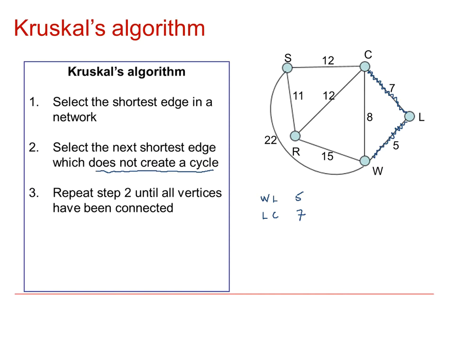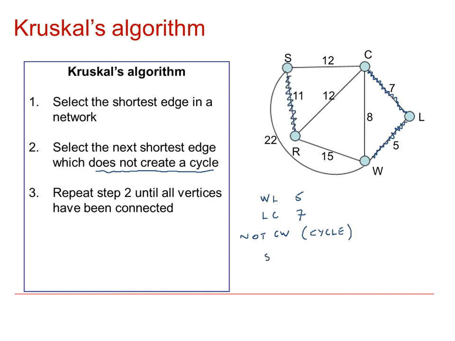So we now look at the next shortest edge, which is CW, length 8, but of course CW would form a cycle, so we'll say not CW because it forms a cycle. Then we go on to the next one, and the next largest one is 11. So that's the next one to add.